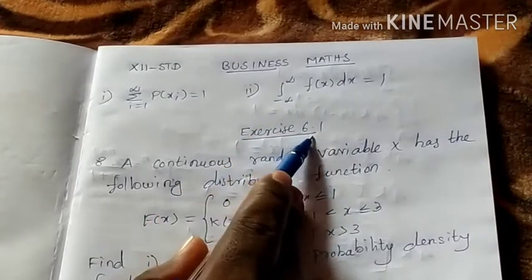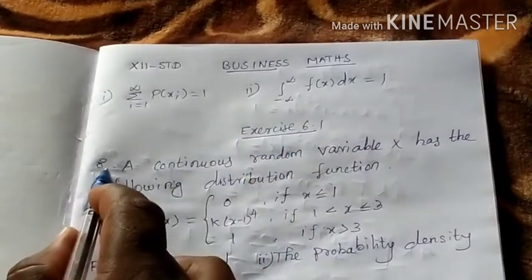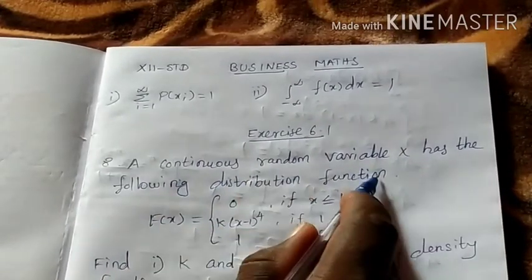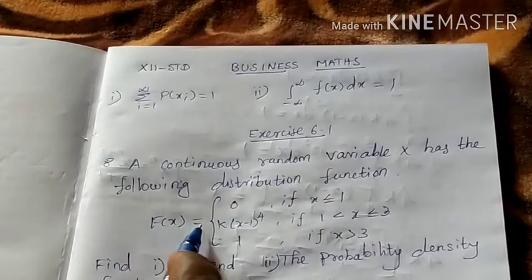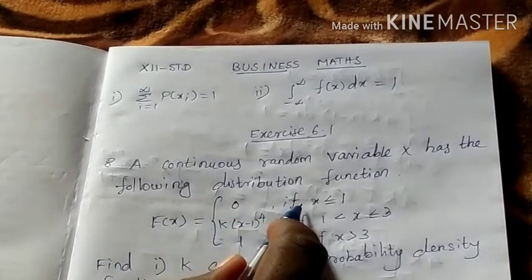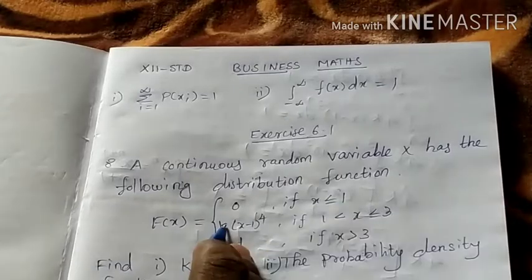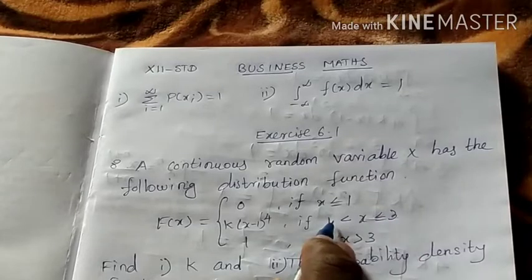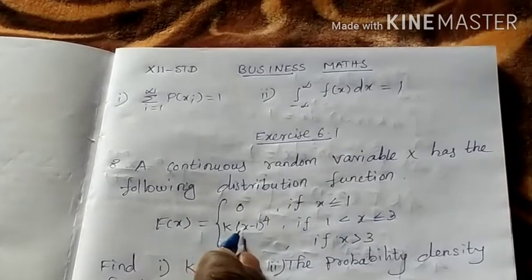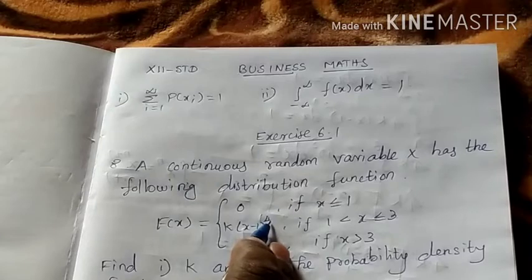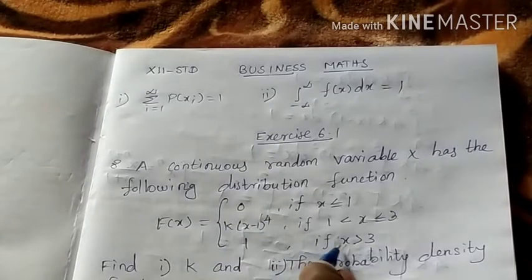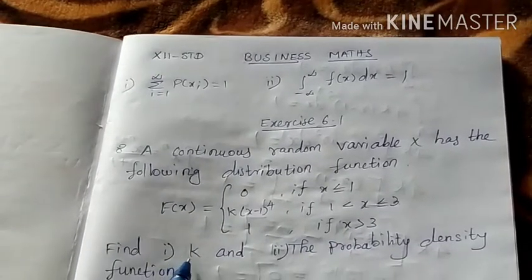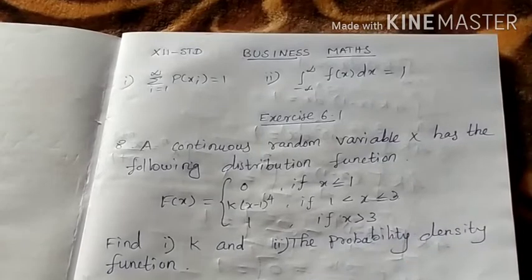Exercise 6.1, 8th question. A continuous random variable x has the following distribution function. The capital F of x equals 0 if x is less than or equal to 1; k into (x minus 1) power 4 if 1 is less than x less than or equal to 3, the limit value 1 to 3, where capital F of x is k into (x minus 1) power 4; otherwise 1 if x is greater than 3. The question is to find k and the probability density function.